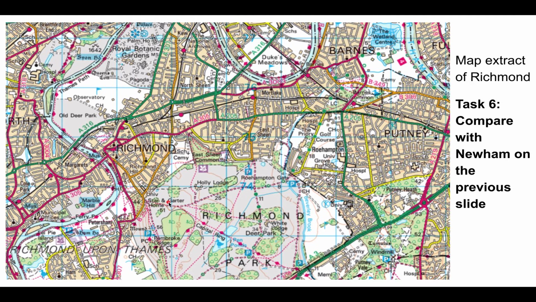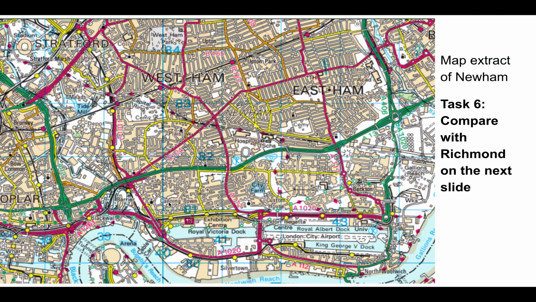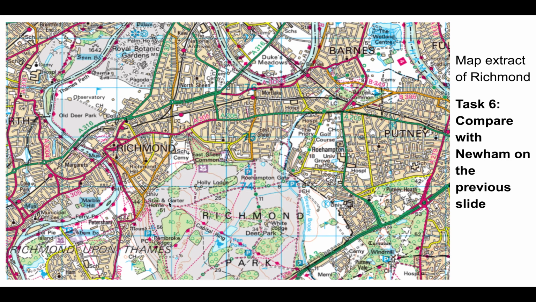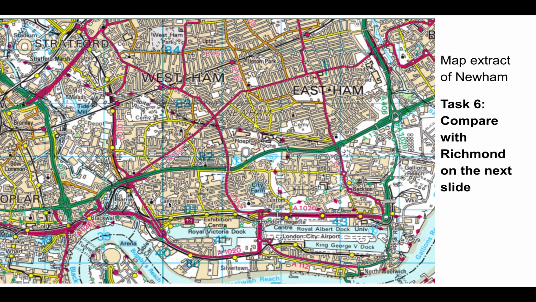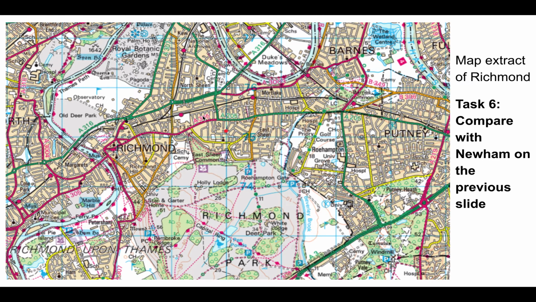Okay, what I'd like you to do is just write 2 or 3 differences between the map of Newham and the map of Richmond. Perhaps you're going to focus on green spaces and parks and the type of housing that we're going to find. Terraced housing, maybe high-rise flats versus perhaps larger, detached or semi-detached houses, lots of green space for people to hang out in. Pause the video, write some answers down for me, please.